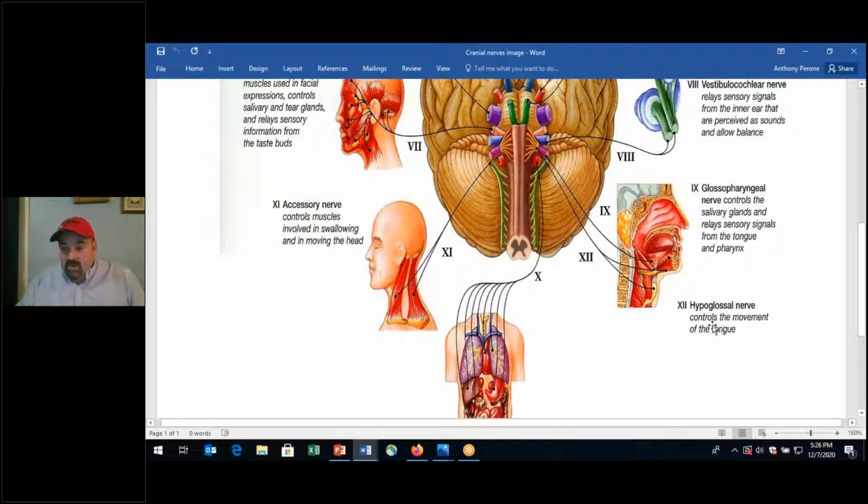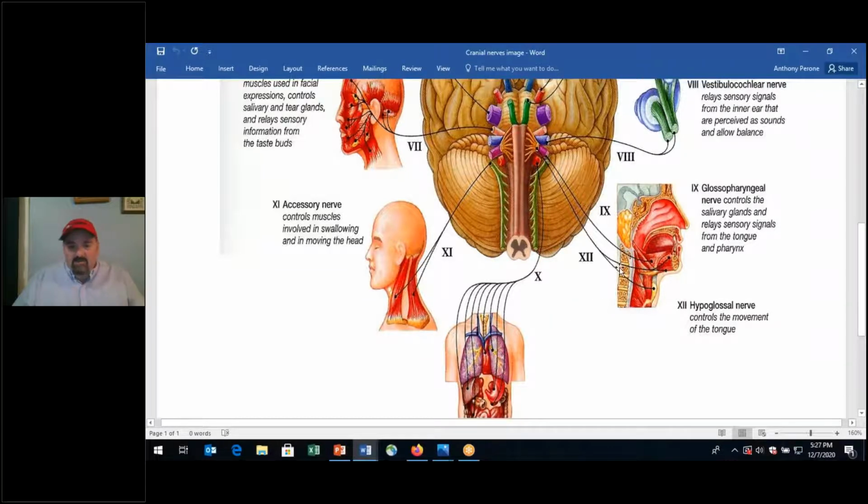Cranial nerve number 12, the last cranial nerve, the hypoglossal nerve. This is a nerve that controls the actual skeletal muscle of the tongue. The tongue is a skeletal muscle, you have conscious control over it, and you're able to move it in different directions and such, and allow for you to be able to produce speech, phonation, P-H-O-N-A-T-I-O-N, phonation.